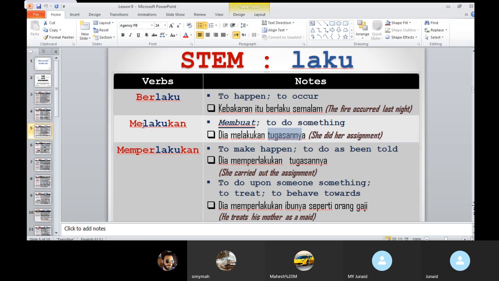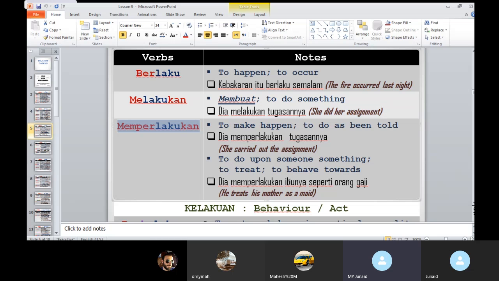Memperlakukan. You don't have to worry about this one. It's very complicated. Maybe this one, memperlakukan. We kind of use it in spoken Malay as well. Memperlakukan means to treat someone. Dia memperlakukan ibunya seperti orang gaji. So he treats his mother as a maid. Memperlakukan, to treat someone.